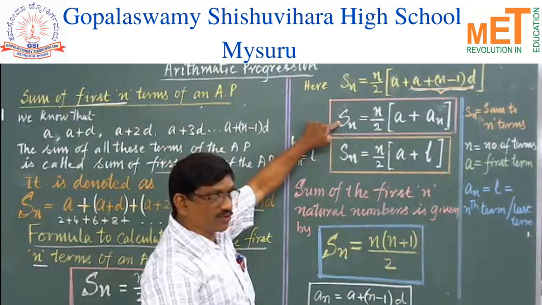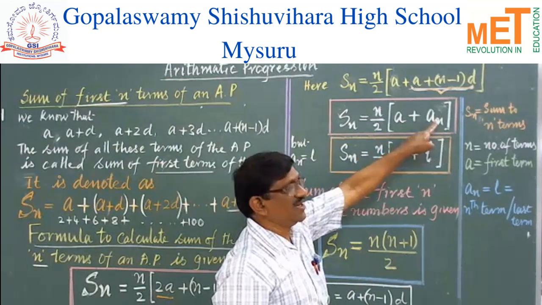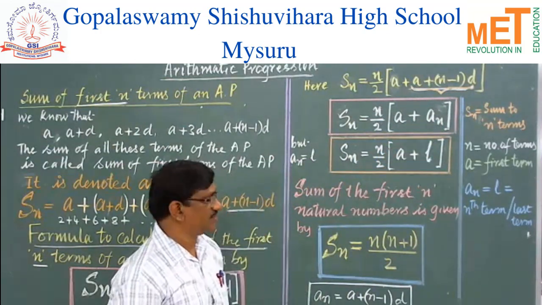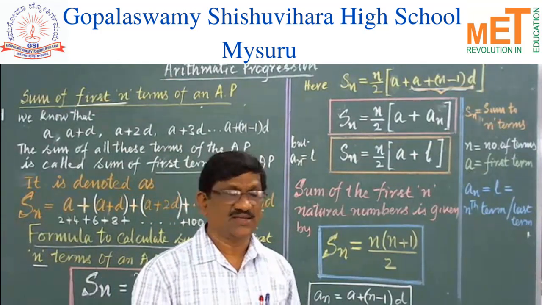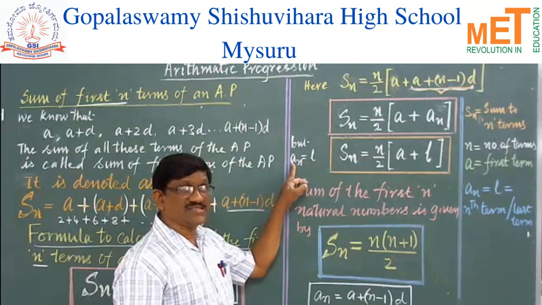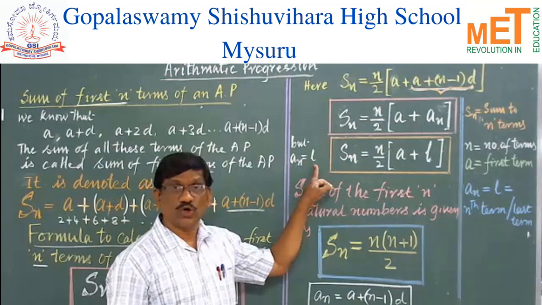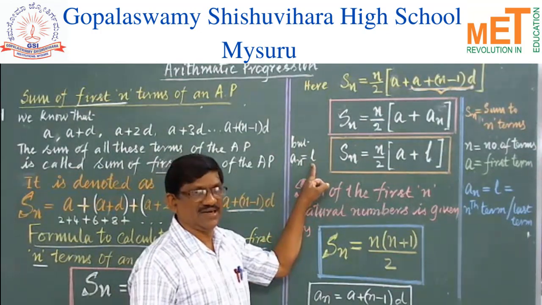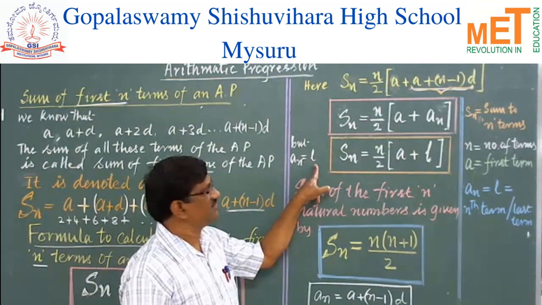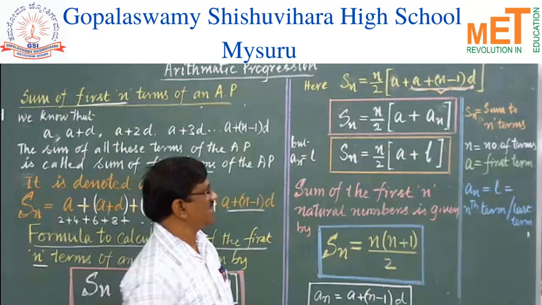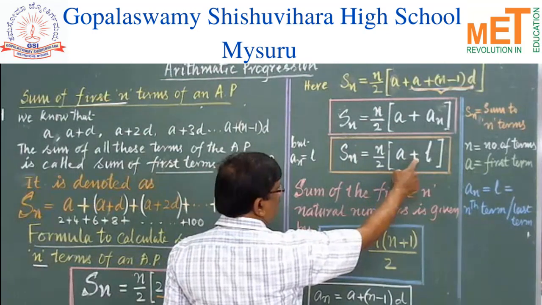So then the formula becomes Sn equals n by 2 into a plus n minus an. Clear? One more thing you have to remember, children. Already in the last session we have discussed that an is nothing but the nth term. It is also called the last term of the arithmetic progression. It is also denoted as L, and that means in place of an we can also write L. Then this formula can be written as Sn is equal to n by 2 into a plus L.